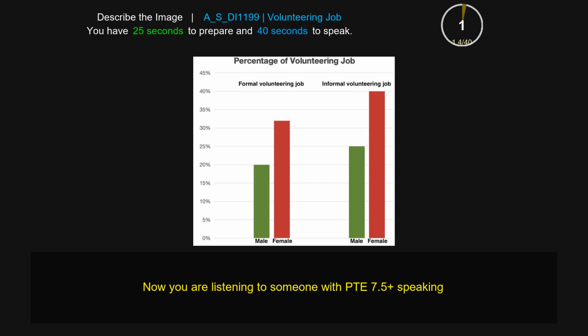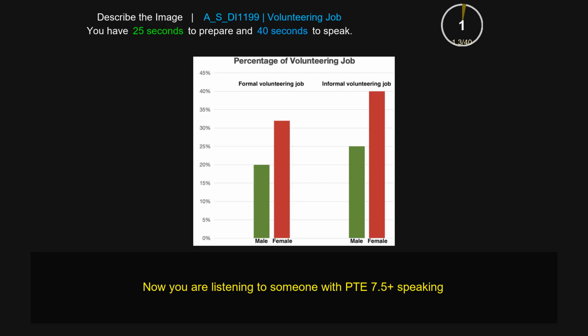The bar graph provides the information of percentage of volunteering job, formal volunteering job and informal volunteering job. The x-axis gives the information about the percentage levels, whereas the y-axis gives the information about the different percentage from 0 to 45%. Furthermore, the maximum element I can see in the male is around 15%, whereas the minimum I can see is for the females, 25%. However, the second highest would be the 40% by the female in the informal voluntary job. Overall, the paragraph is quite informative.